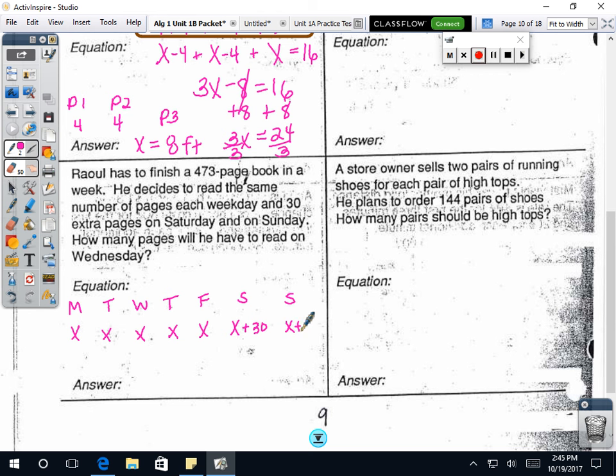Same thing. Now, if I were to add all of this up, well, but what do I set the equation equal to? I'm going to have to put it over here. 473, because that's how many pages are in the book. Now, when we combine like terms, you get what? Plus 60, because over the weekend he's getting in 60 additional pages, 30 each day. And now to solve for X, what do you do?